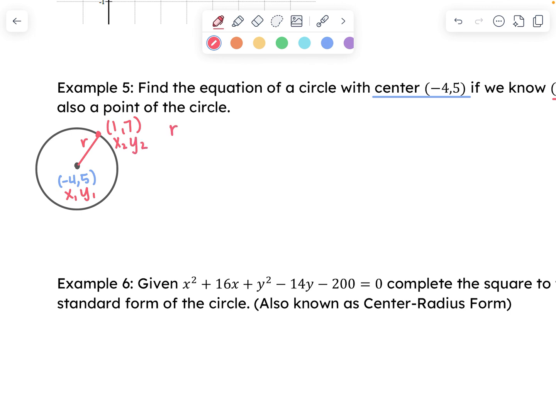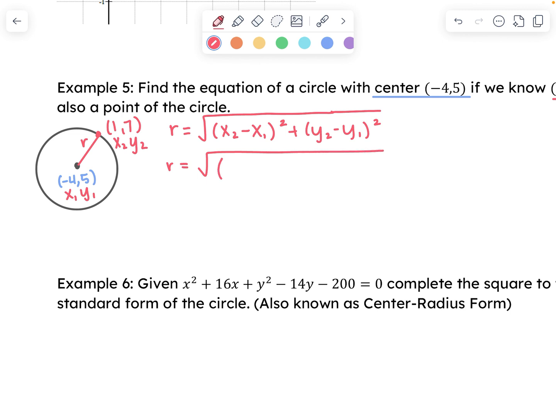So remember, I'm going to say r equals instead of d equals. R equals that big square root, and it's (x2 minus x1) squared plus (y2 minus y1) squared. So I just need to plug it all in and see what my radius is. So the big square root, my x2 is 1 minus my x1. So if I have a minus a -4, that's going to be plus 4, squared. Plus, then y2 is 7 minus y1 is 5, squared.